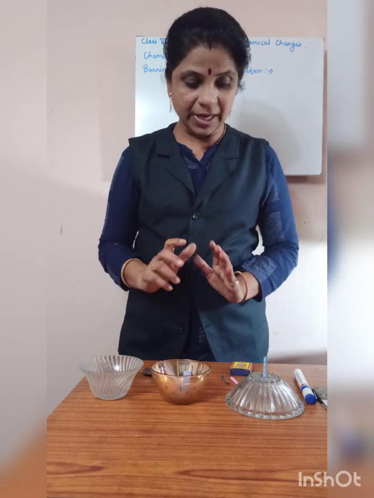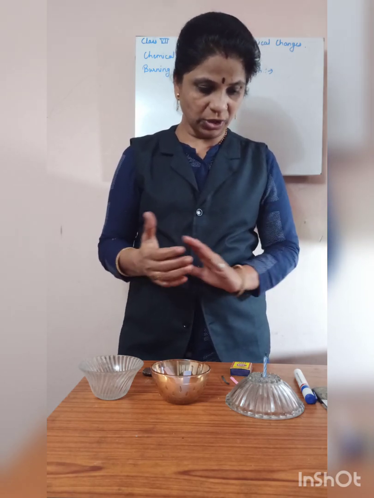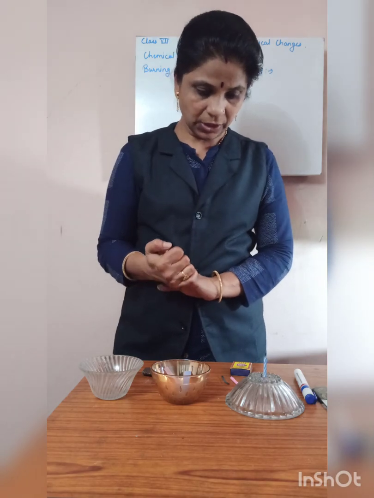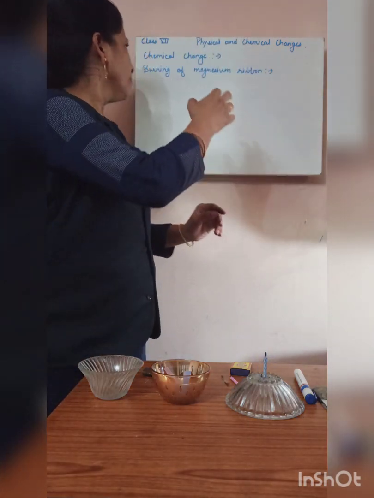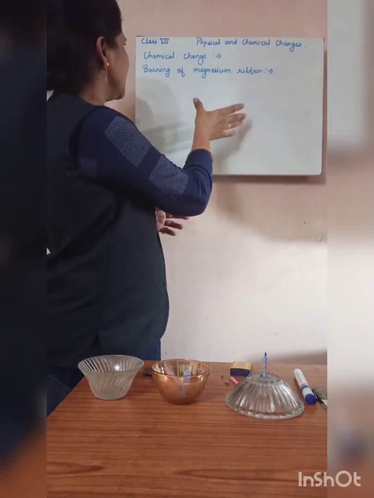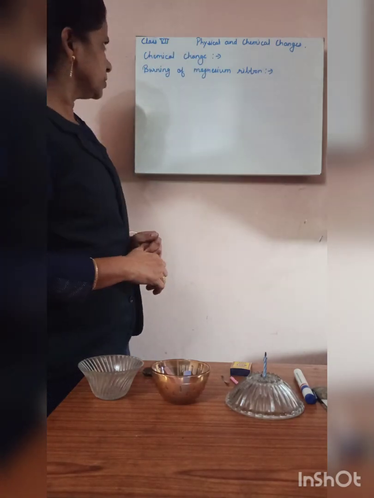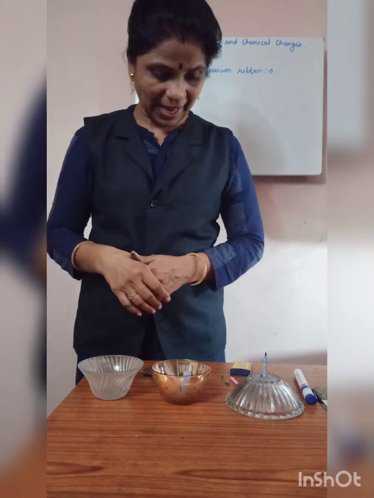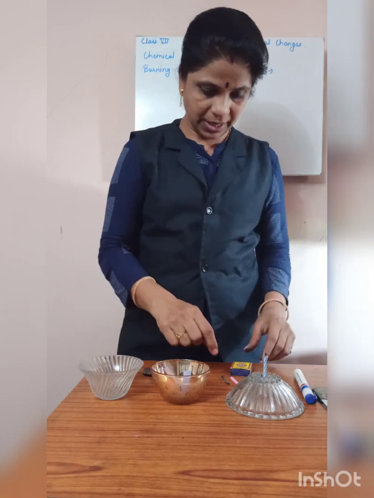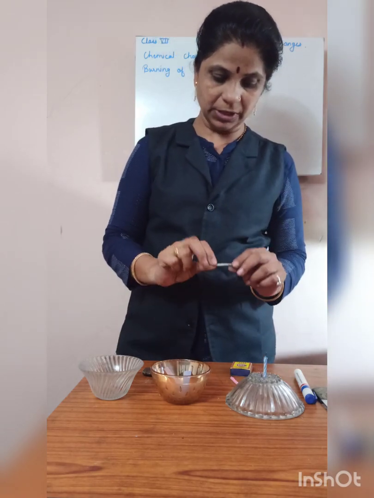Children, today I am going to demonstrate a chemical reaction. Actually, we are studying about chemical change. So, burning of magnesium ribbon is an example of chemical change. To demonstrate this activity, I have taken magnesium ribbon. Children, this is magnesium ribbon.